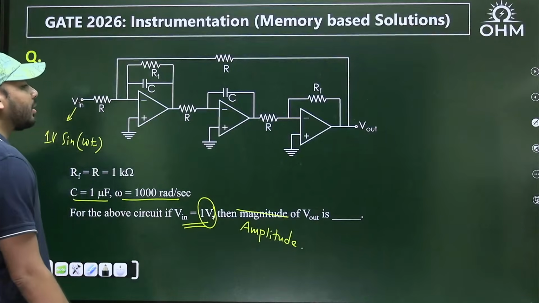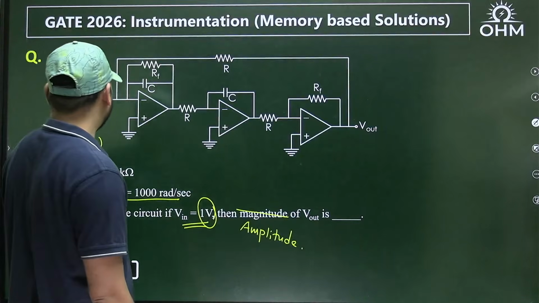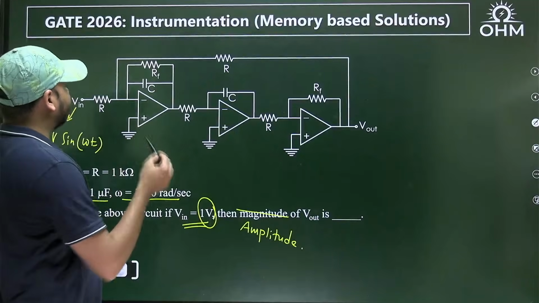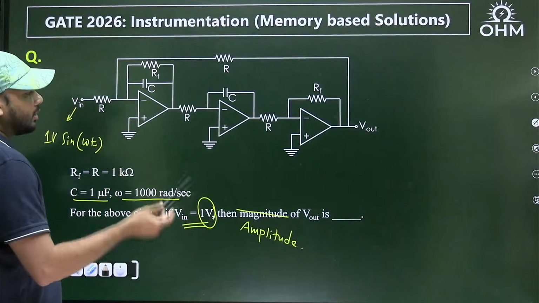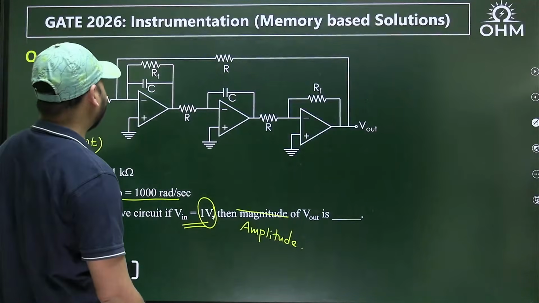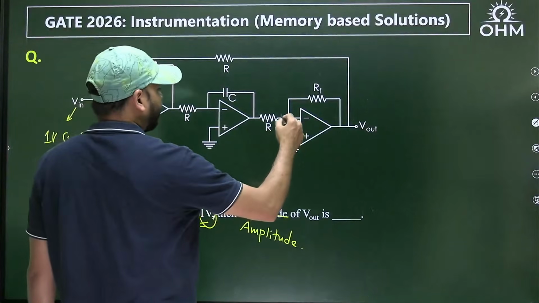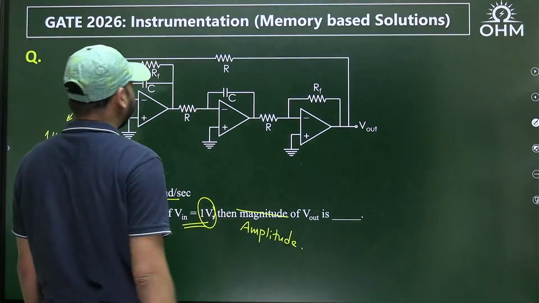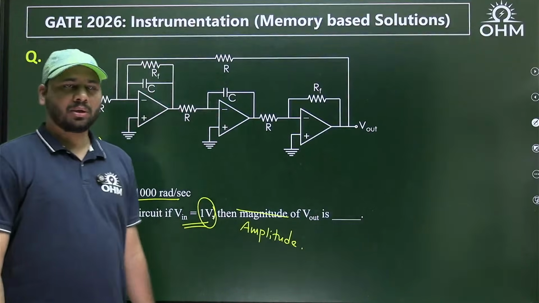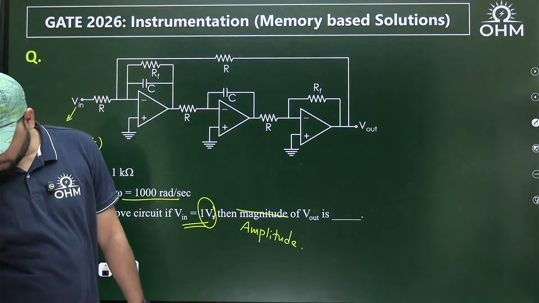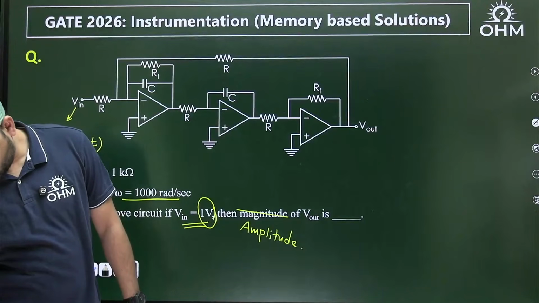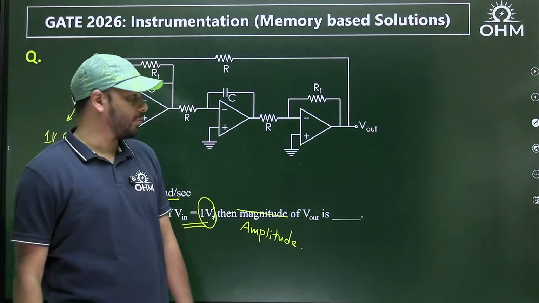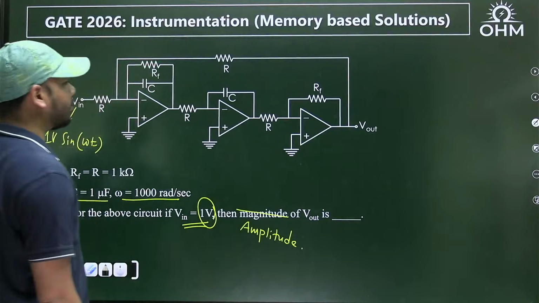Magnitude meaning amplitude. Here all 3 op amps will be in negative feedback, because from here to here the gain is negative, and then negative, negative, 3 negatives. The loop gain is what? Negative. And also the 3 op amps will be in negative feedback.